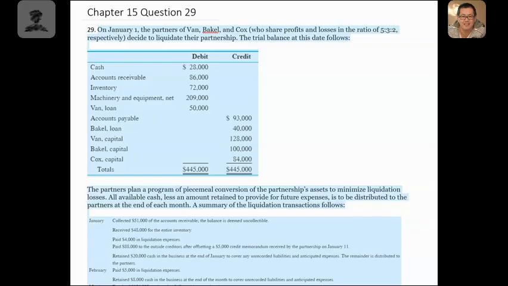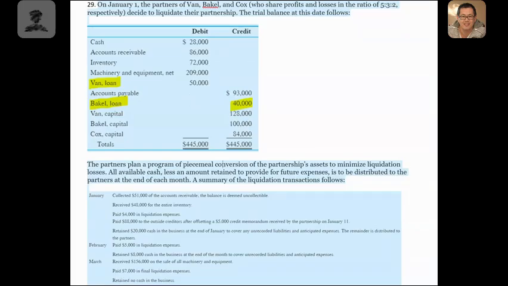So in this trial balance, we know the three partners' current capital balance, and we also know something related to how we need to adjust their balances, because, for example, Van has a loan of 50,000, which means that Van owes the company 50,000, and Bacon also has a loan of 40,000, but that's a credit, which means that the company owes him 40,000. Alright, the partners plan a program of piecemeal conversion of partnership assets to minimize liquidation expense.